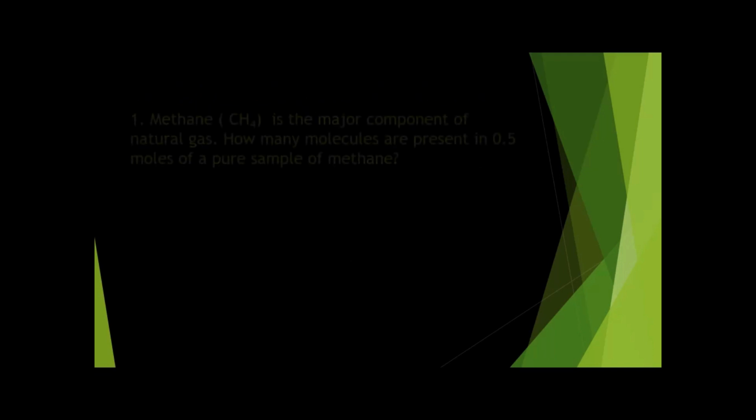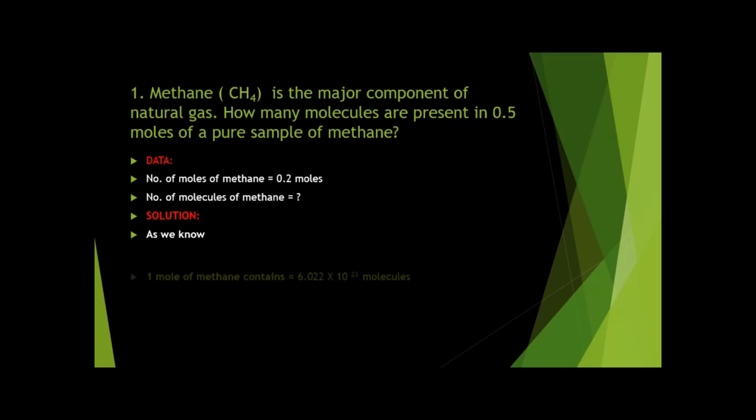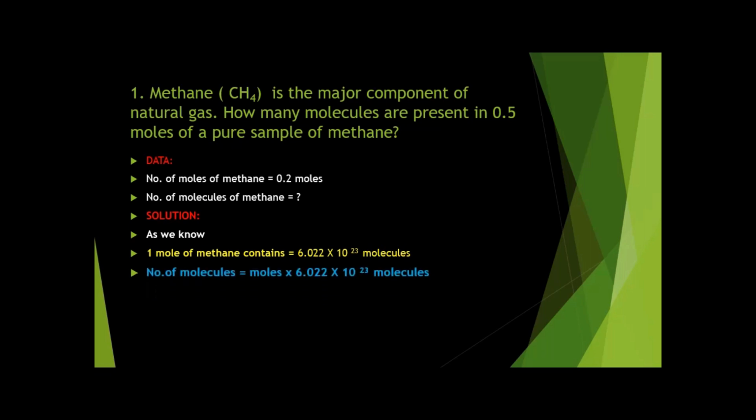Okay, so now first we will make data. So what would our data? Number of molecules of methane is equal to 0.5 moles. And number of molecules, how many number of molecules? We don't know. So we have to find it. Solution. So as we know, 1 mole of methane contains 6.022 exponent 23 molecules. So just apply formula, number of molecules is equal to moles into 6.022 exponent 23 molecules.